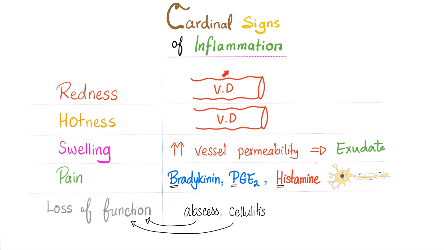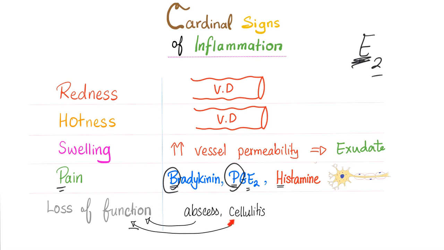Why redness? Because of the vasodilation. Why hotness? For the same reason. Why swelling? Because of the increased vessel permeability giving you an exudate. Pus is an exudate. Pus is non-pitting. But a transudate is the fluid of edema, and transudate is pitting. Huge difference. Pain. Why pain? If it starts with a P, it has to do with the B or the P. Bradykinin or PGE2. PGE2, prostaglandin E2, has two functions. Number one is fever and pain. And then loss of function.